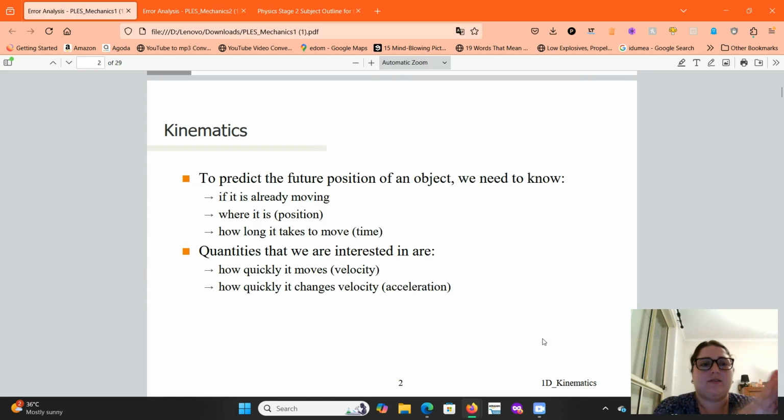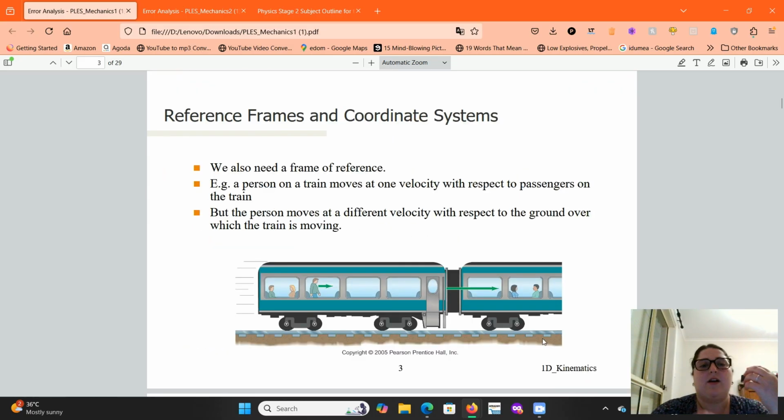So first and foremost, kinematics. We use it to predict the future position of an object. To predict the future position of an object, we need to know if it's already moving, where it is, so its position, and how long it takes to move, the time. The quantities that we're interested in are how quickly it moves, so velocity, and how quickly it changes velocity, which is acceleration.